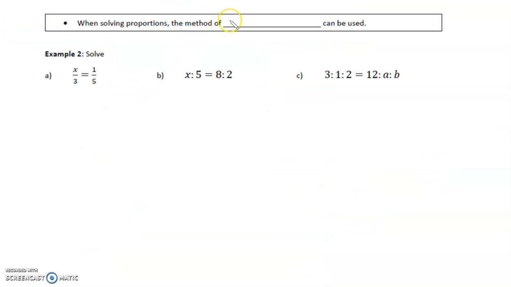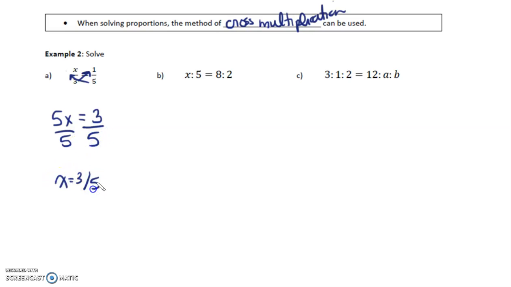Okay, when solving proportions, the method of cross multiplication can be used. So example 2, solve. We have x over 3 equals 1 over 5. We're going to multiply this 3 up, so on this side of the equal sign we get 3. We're going to multiply this 5 up, so 5x. Now divide both sides by 5, and we get x equals 3 over 5.